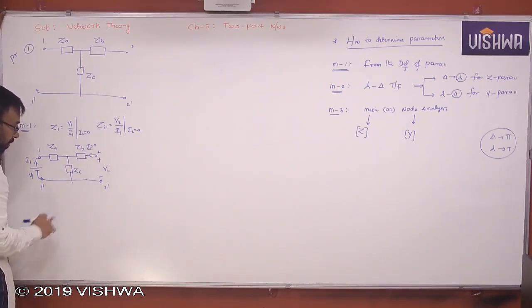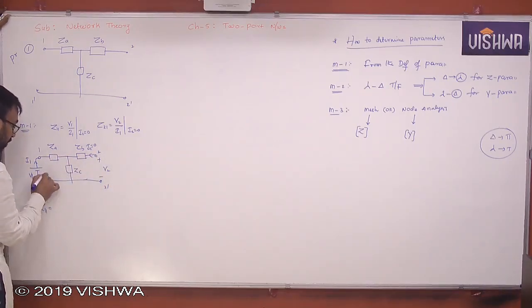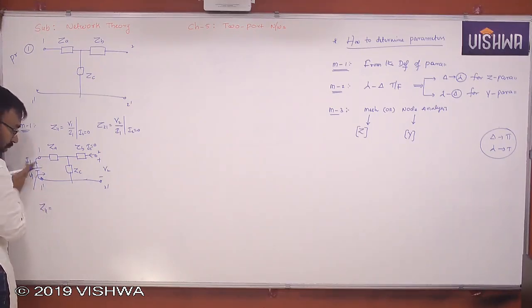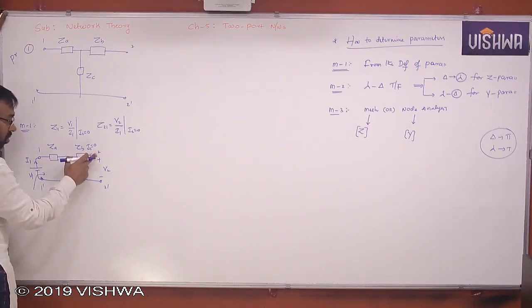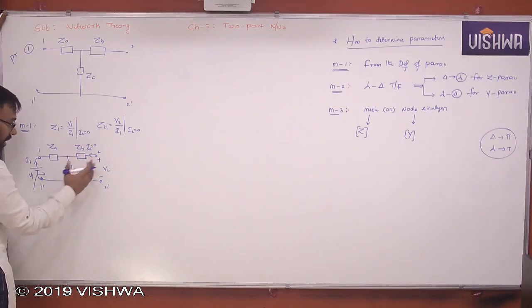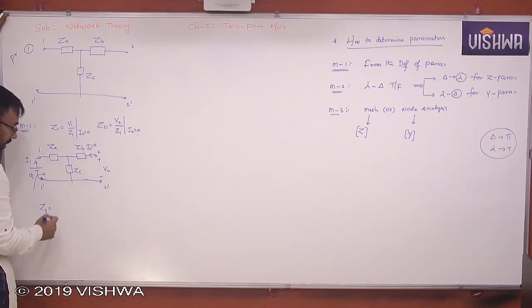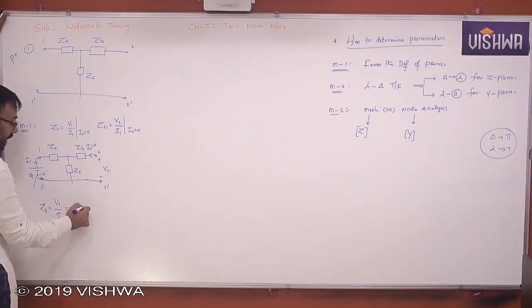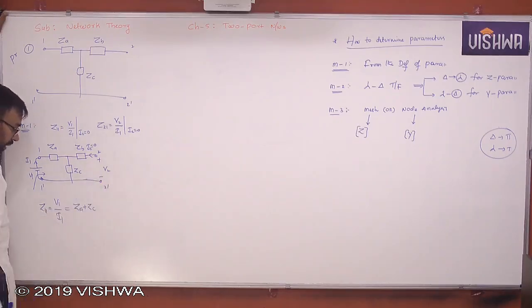Now, from this we want Z11, nothing but the input impedance, the impedance seen across 1, 1 dash. If you look into the network through 1, 1 dash, since it is open circuited, this can be neglected. You come from the rightmost side to simplify the network, where these are connected in series. So Z11 is nothing but V1 by I1, but we also know that it is ZA plus ZC. Clear?